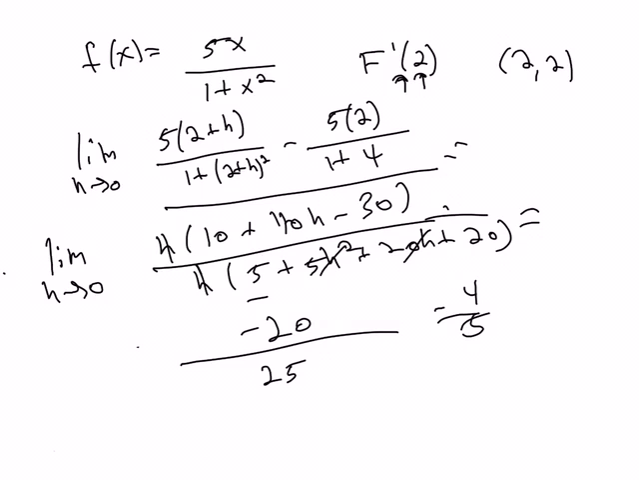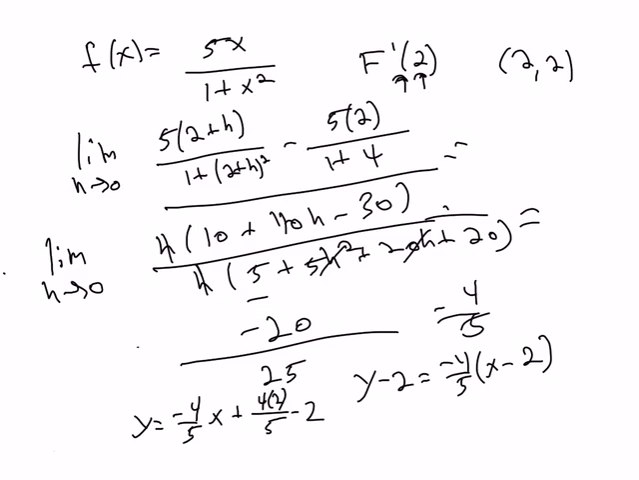negative 4 over 5. Okay, and then we use y minus 2 is equal to negative 4 over 5 times x minus 2. Alright, and then we solve for y, so we get y equals negative 4 over 5x plus 4 times 2 over 5 plus 2, whatever that is. So that is how we do that problem.